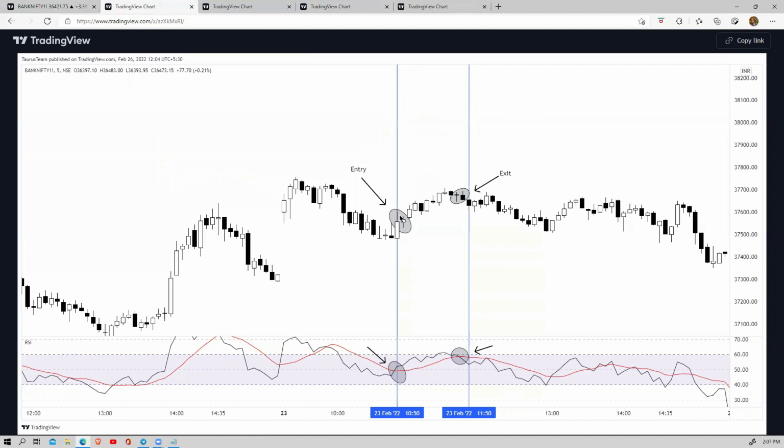Absolutely, this is where the signal has been generated, and once this bar closes, this will be your entry. Your target will be the previous high or RSI 60. Once RSI 60 is touched, you can exit. This will be your exit, and this is the move that you can catch.